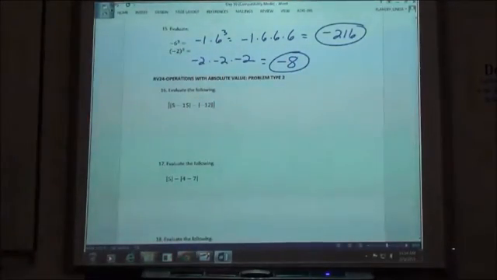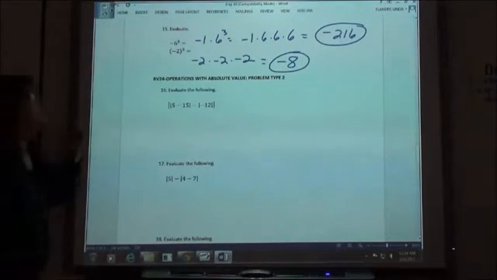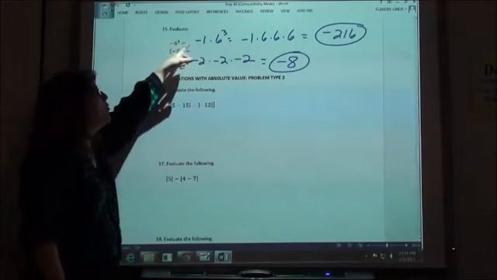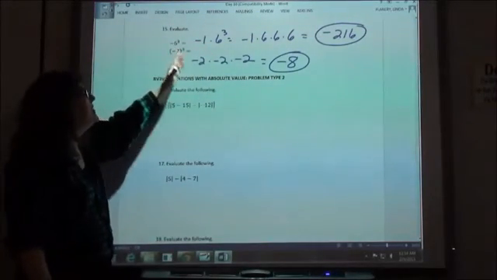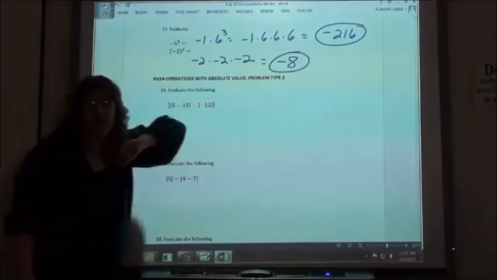So be very careful with that negative sign. If it's not in the parentheses, it only counts as one negative. If it is in the parentheses, then I have it that same number of times as the exponent.